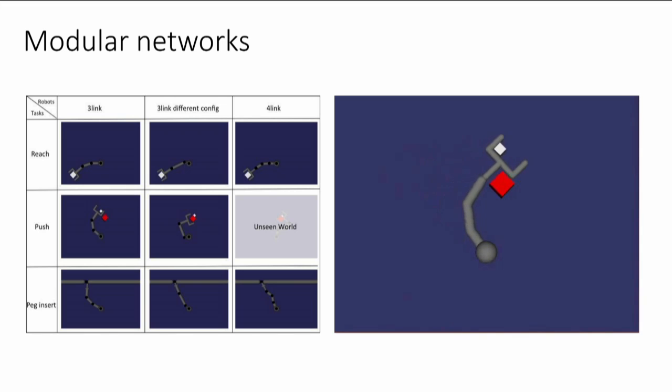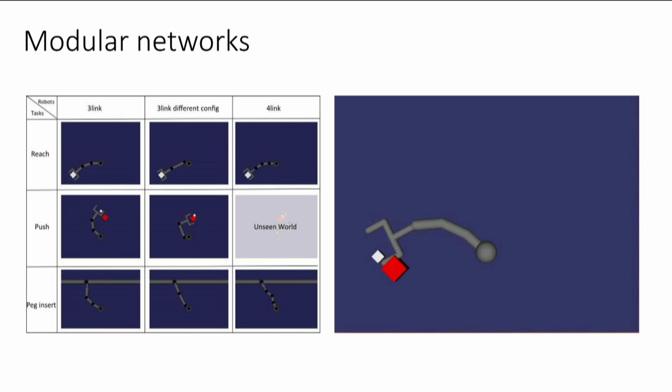So here's an illustration of what happens if you run the 4-link robot with the pushing task, which is the combination that was never trained before. And sometimes it works and sometimes it doesn't. So it kind of gets the right idea, but it's sometimes a little bit off because this combination has never been trained. So what you can then do is take this as initialization and then fine-tune it from there.